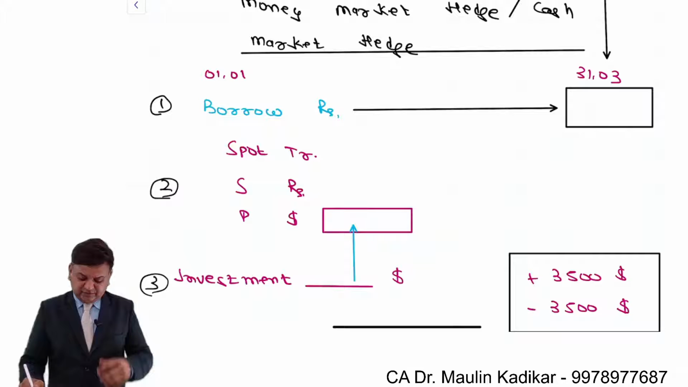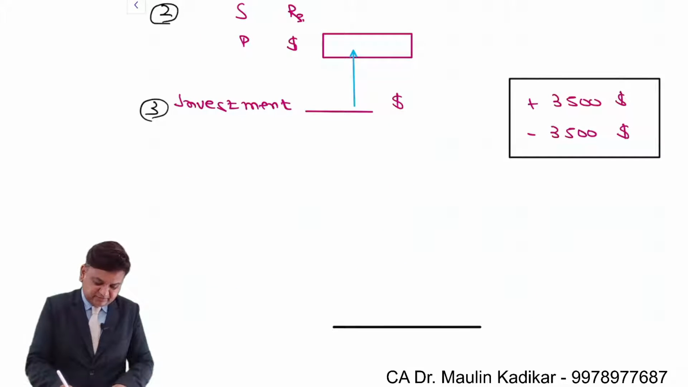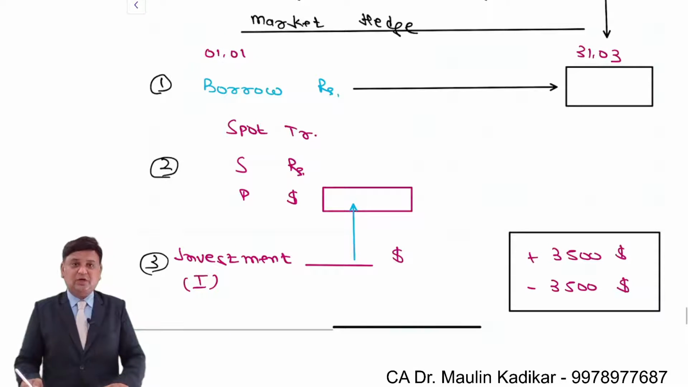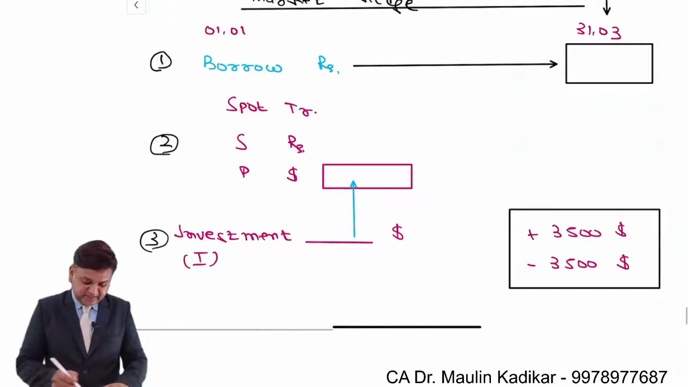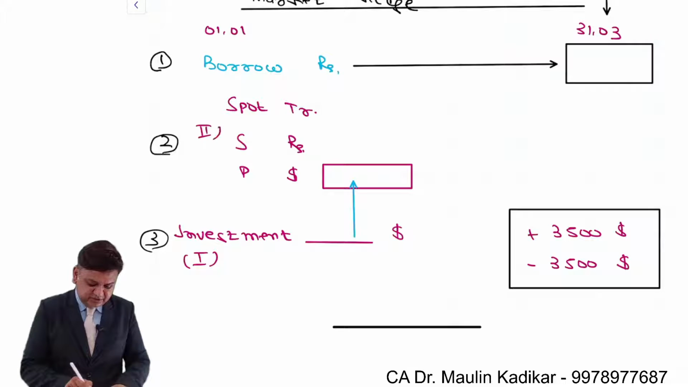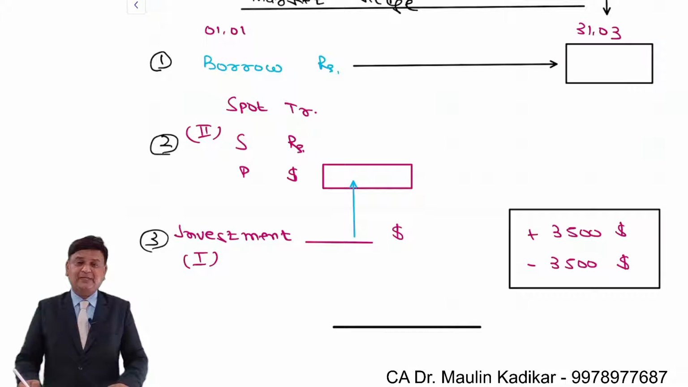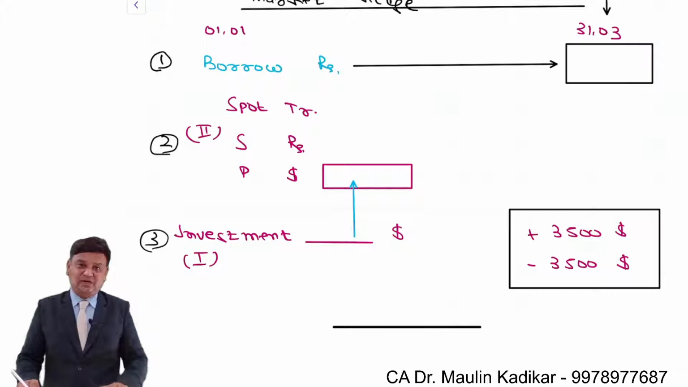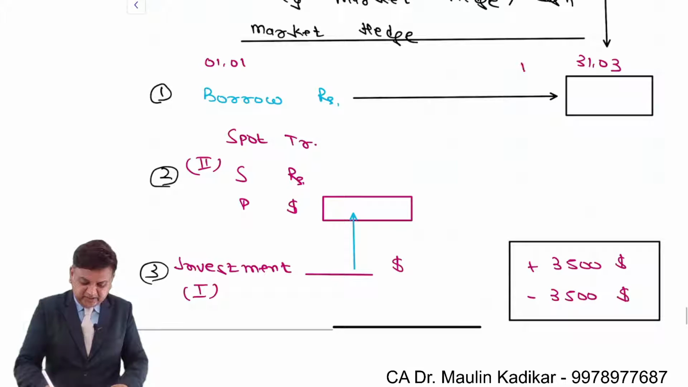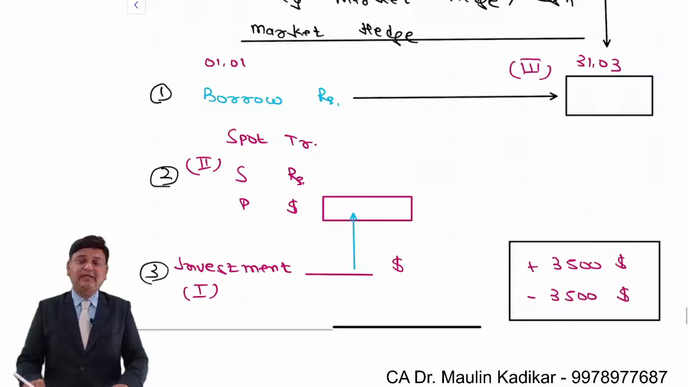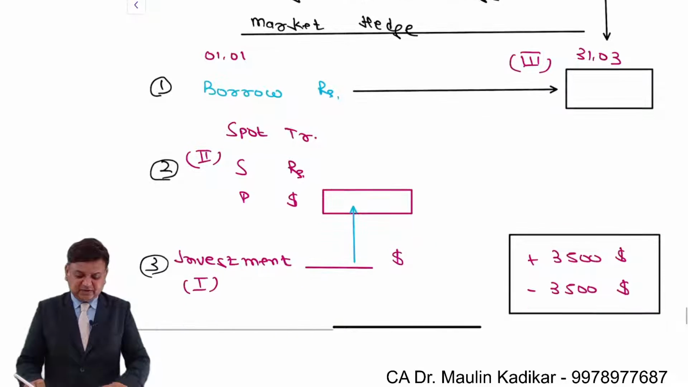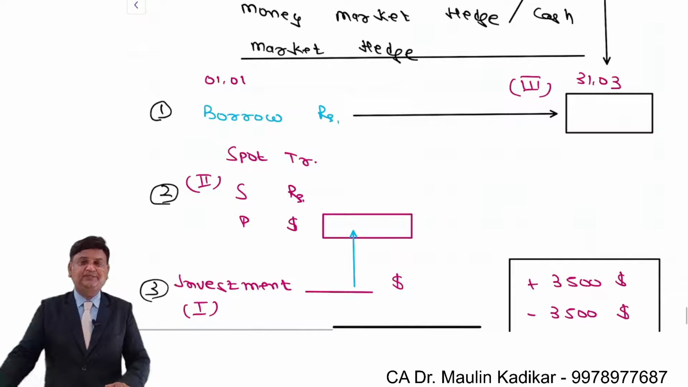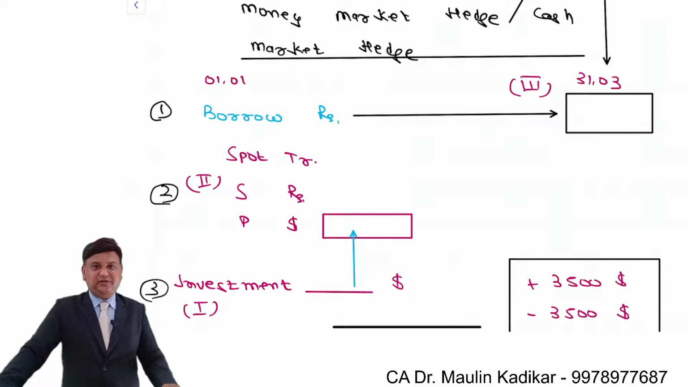So friends, the sequence of solving the question will be like this. Step number 1 is the step in which we compute the amount of dollar to be invested today. Step number 2 is the step in which we compute the amount of rupees to be converted into dollar for the purpose of making the investment in dollar. And step number 3 is the step in which we make the repayment of the loan at the end of the 3 months, and based on that we calculate the answer, that is, the amount payable at the end of 3 months.